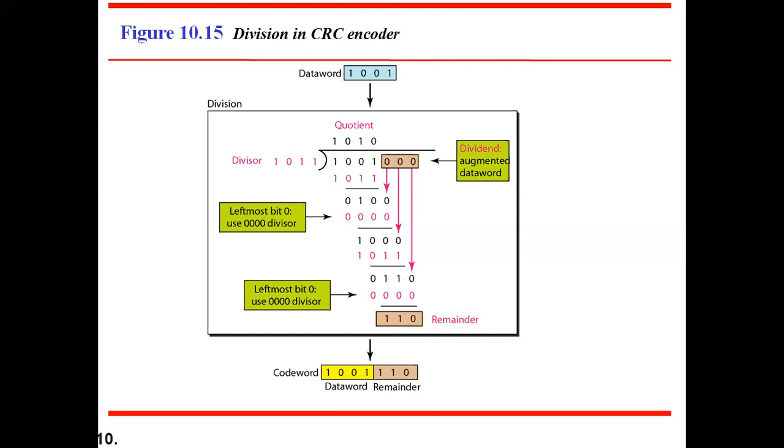Because in the exam he will definitely ask a problem only. He will give you the data word and then he will give the divisor. You need to perform the division operation by calculating how many zeros you need to add, and then you have to perform the division operations. Then you have to calculate the remainder, then attach it to the data word to get the code word. This is at the sender side.